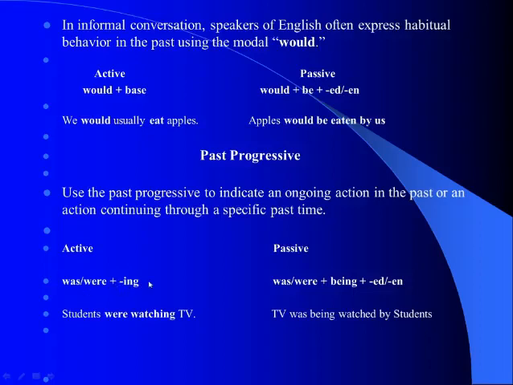Was or were, ing. Was or were, being. Students were watching TV. I already told you, if there is an ing form in the sentence, there must be a being. Here also, students were watching TV. TV was. Why? Here you see students were, but here it is was. Why?